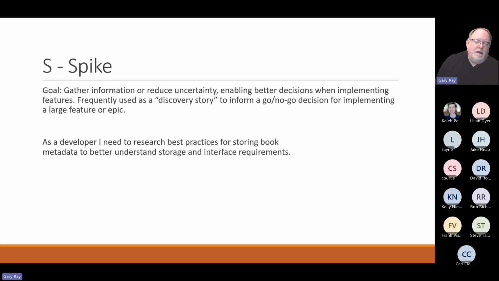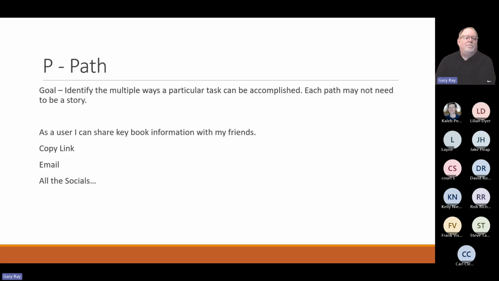The next letter in the mnemonic spider is path. And the goal of using paths is to identify multiple ways a particular task can be accomplished. And we should note that each path may not need to be a story. So here's an example from our library app. Maybe as a user, I can share key book information with my friends. And the paths through that story, think of our typical share widget on a web page: I can copy a link. I can share through an email, or click a link in the email that opens my email client, or I can share to all of the various socials, or some body of the various socials that are important to my customer or to my product manager, product owner.